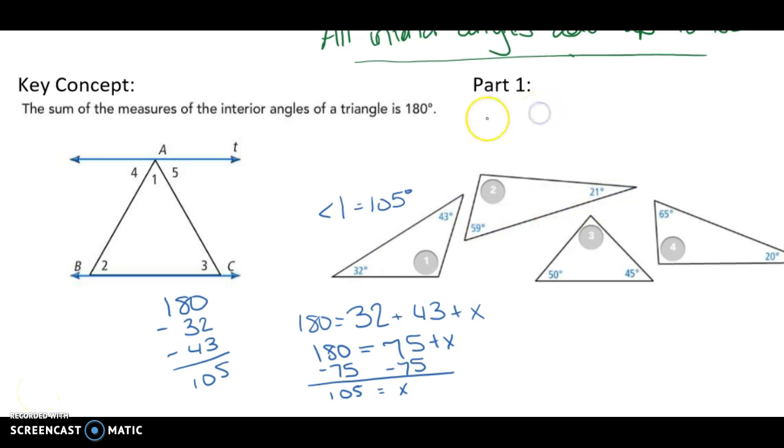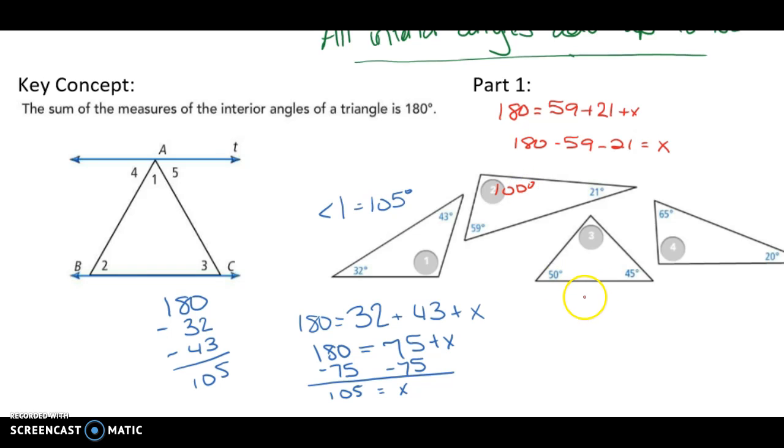Our next one is this measure of angle 2 right here. And so we want to find out what that triangle is, this triangle right here. And so we're going to have 180, and it's going to equal 59 plus 21 plus x. Or we could say 180 minus 59 minus the 21 after that, and that will equal x. Go ahead and punch that into your calculator. And we're going to see that x is going to equal 100 degrees.